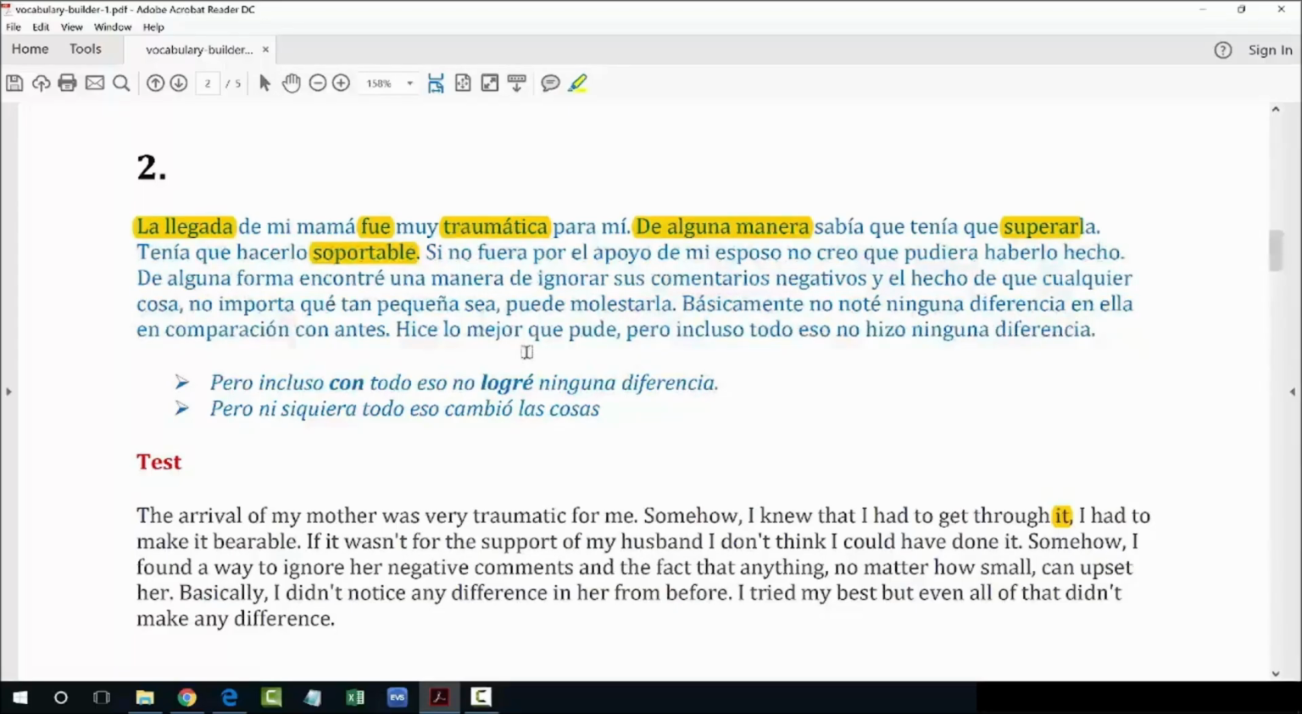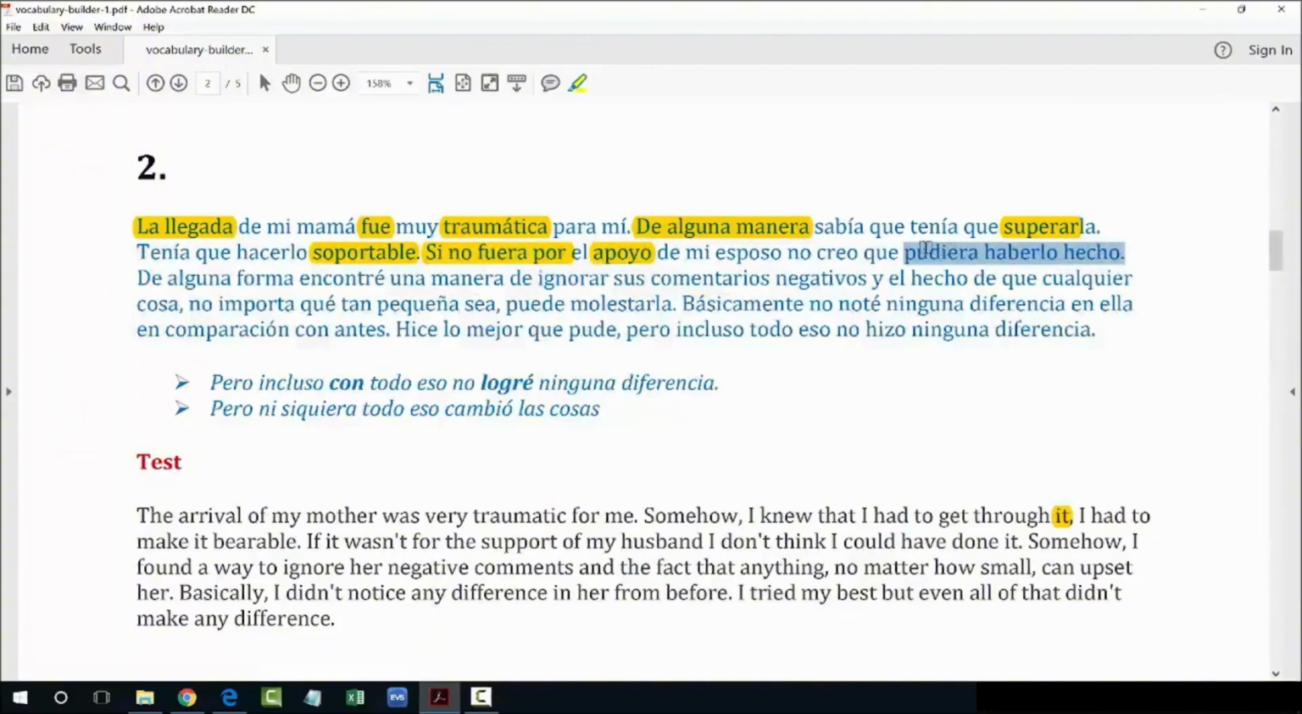This also came up in text number 1. But in this case we have si no fuera por el apoyo. If it wasn't for the support of my husband. And actually we could split that up. So we have si no fuera por. This is the piece of glue. If it wasn't for, and then we have the word for support, el apoyo, de mi esposo. If it wasn't for the support of my husband, no creo que pudiera haberlo hecho.